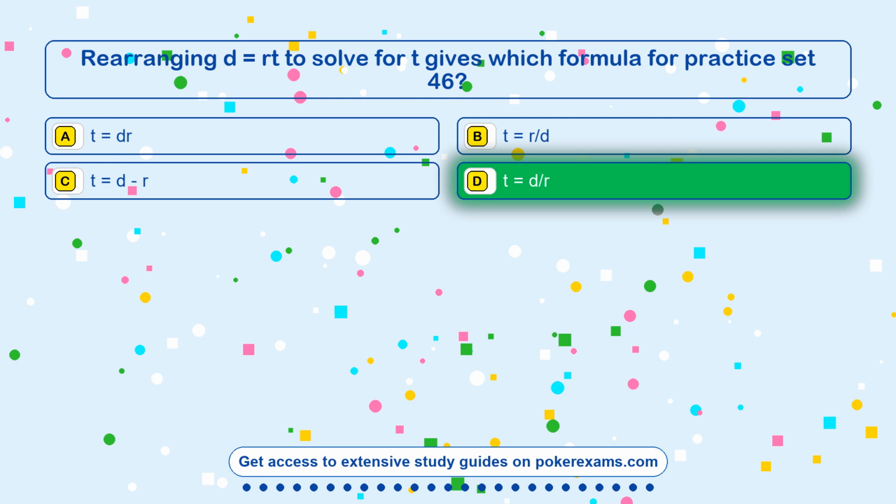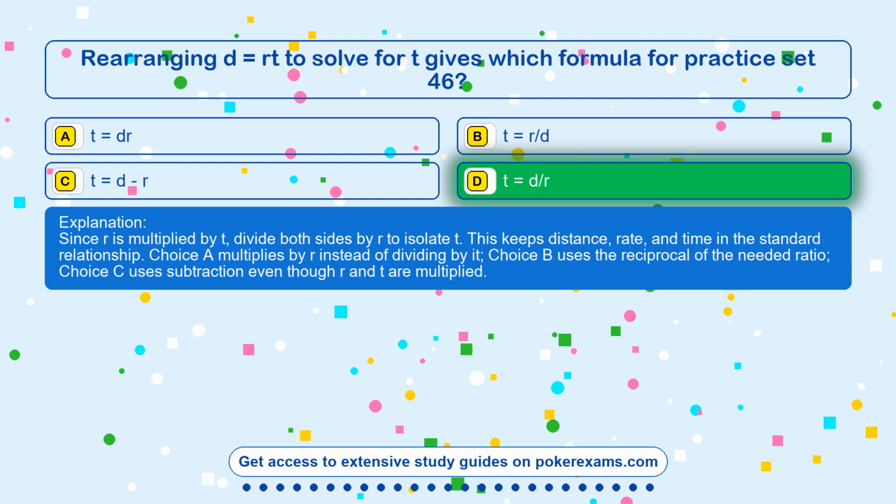The correct answer is option D, t equals d slash r. Since r is multiplied by t, divide both sides by r to isolate t. This keeps distance, rate, and time in the standard relationship. Choice A multiplies by r instead of dividing by it. Choice B uses the reciprocal of the needed ratio. Choice C uses subtraction even though r and t are multiplied.